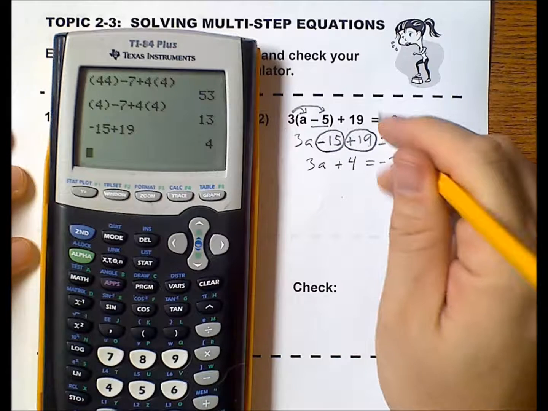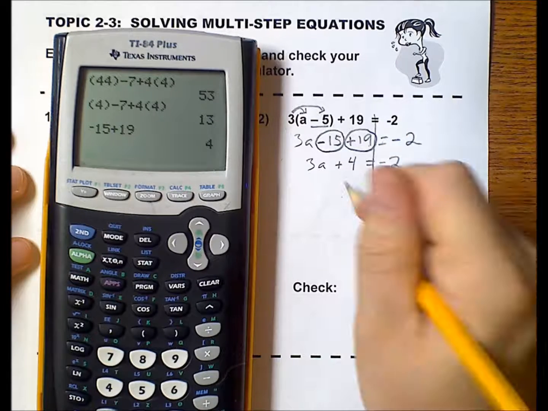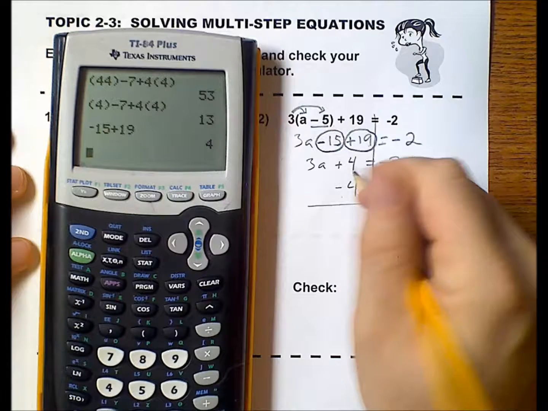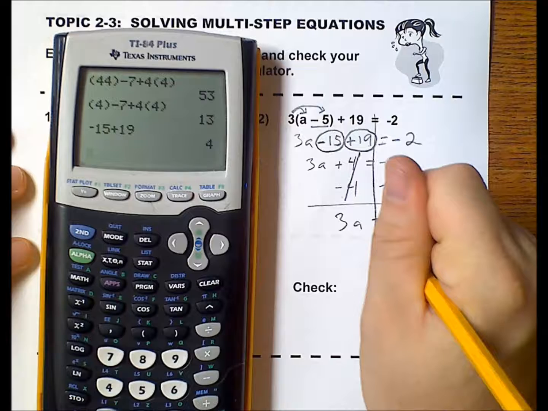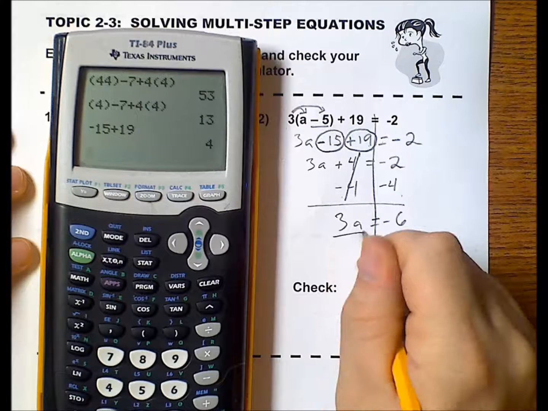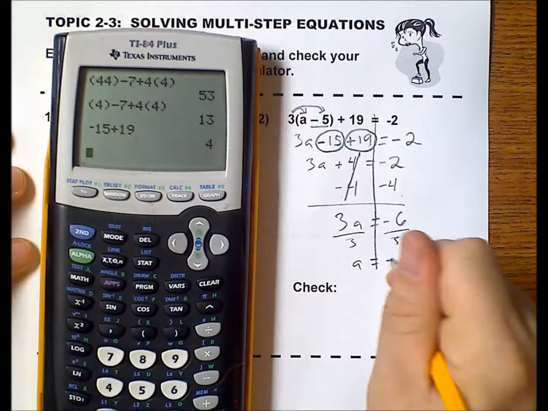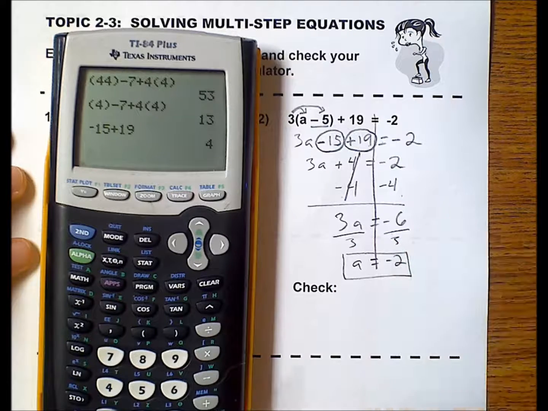Now we're back to our two-step equation. We're going to subtract 4 from both sides. 3a equals negative 6. Divide both sides by 3. a equals a negative 2.